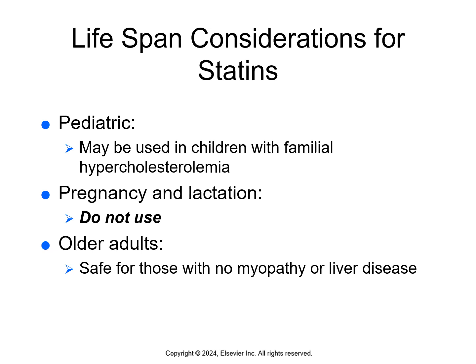Fat is necessary for brain development in the fetus and infant. When there's not enough fat in the body during pregnancy and infancy, the fetus can suffer poor brain development and mental retardation. So we're really not going to use it with pregnancy and breastfeeding. In older adults, they're considered safe as long as there's no history of muscle problems or myopathy or liver disease.